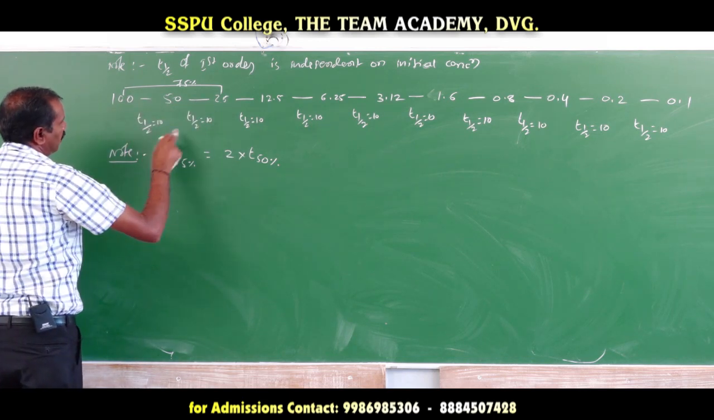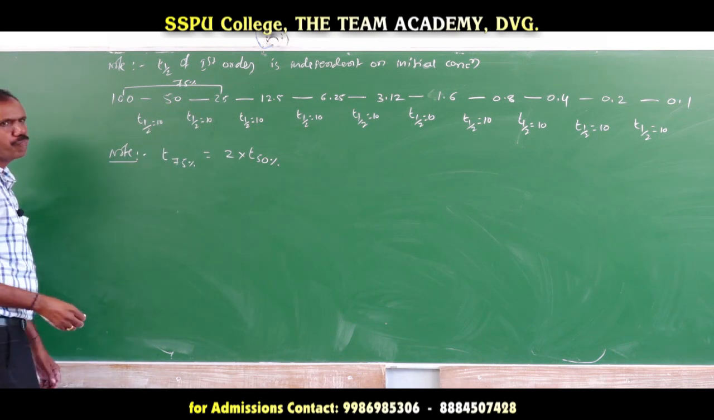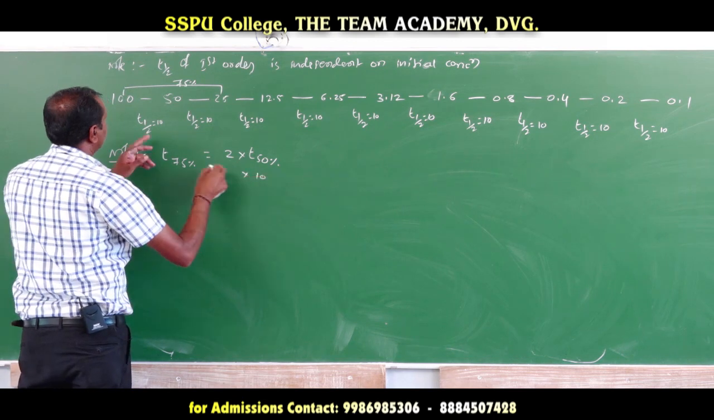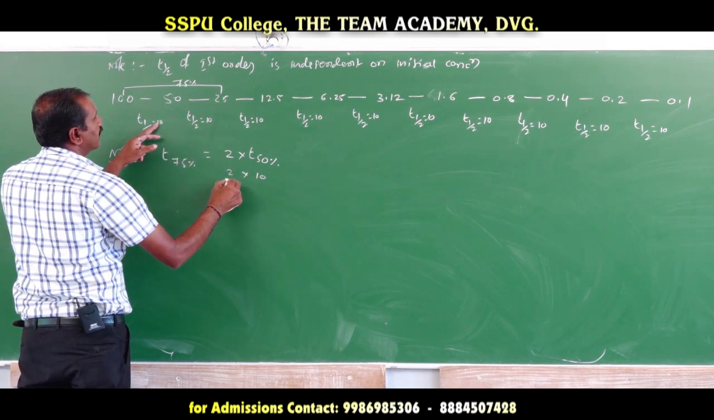1, 2. That is 2 into T half. You see, for one half-life it is 10 minutes. For two half-lives it is 20. Like that.